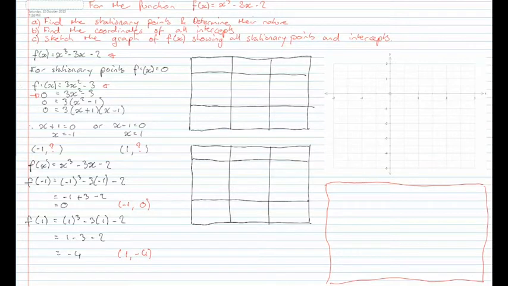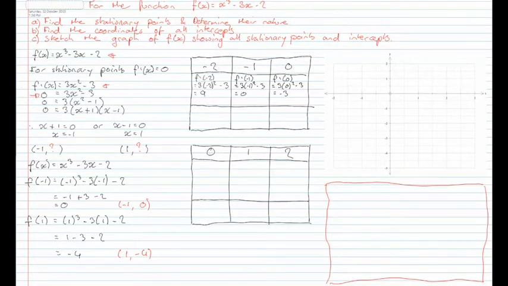So to do this, we need to draw out a table for each turning point with 3 columns and 3 rows. And we're going to put the x coordinate of the turning point in the middle, so that is negative 1 for the first one. And we're going to go one place to the right and one place to the left. So that is negative 2 and 0. Our second turning point is at 1, so we go 0 and 2. So what we need to do is substitute each of these x values into the how steep rule, because this will tell us if the gradient is positive or negative.